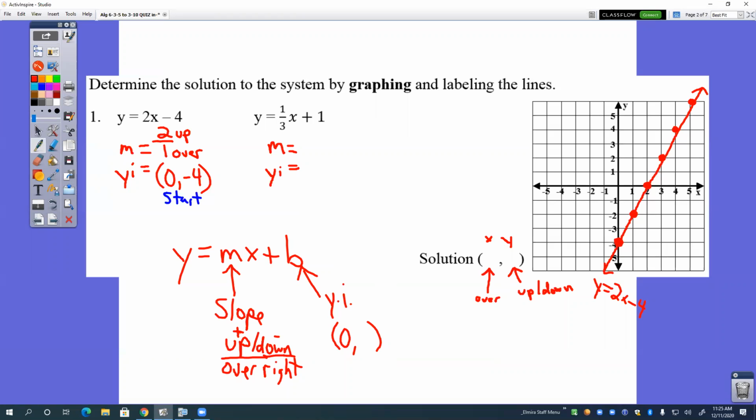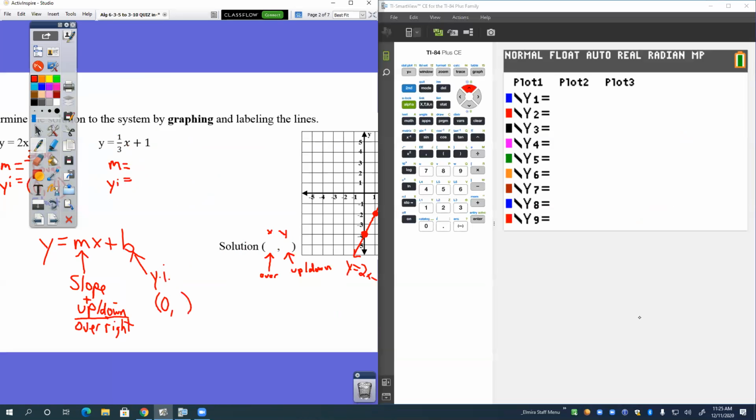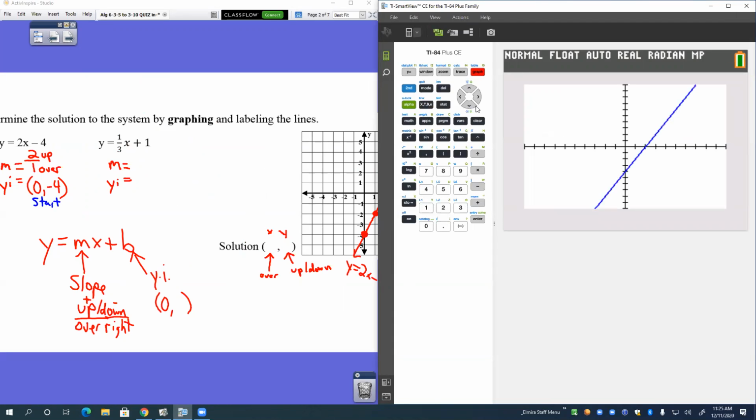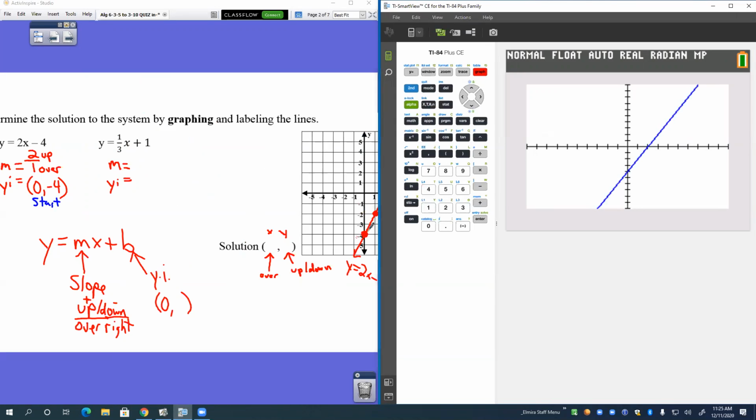Now, on that one, if I chose instead to type it into the calculator, which you can do, the equation of that is 2x minus 4. So I'll go to y equals, type in 2x minus 4, and if I hit my graph, notice that I have that same exact picture that I have here. I know it's a little bit covered up. I'll go back to it in a second.